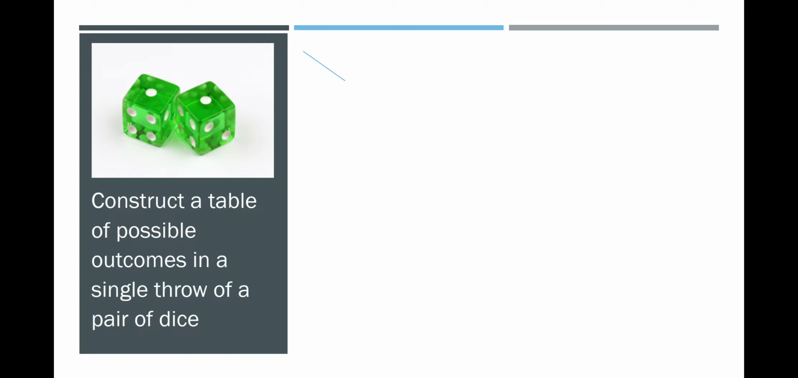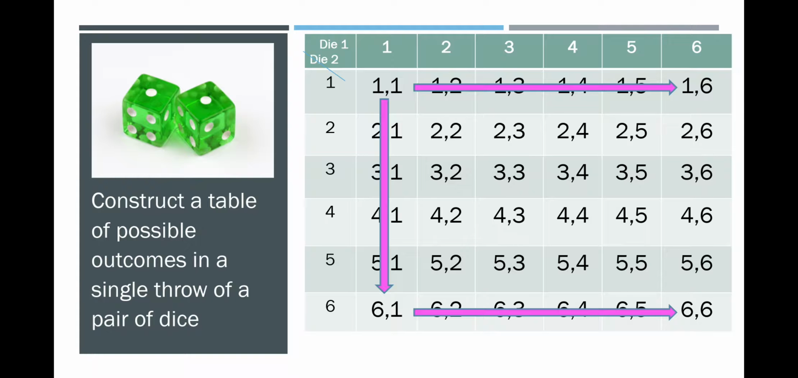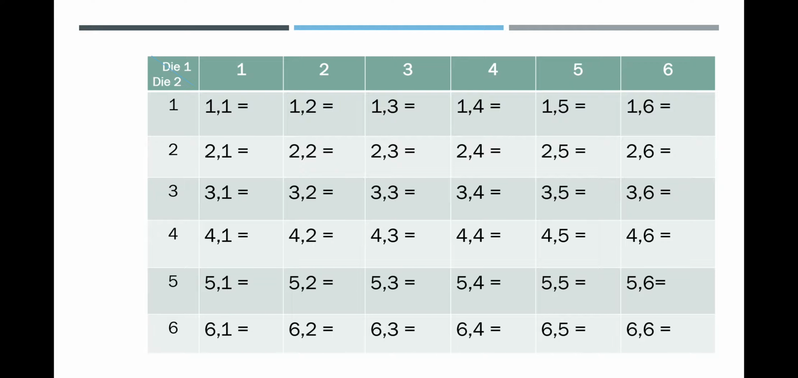Let's construct a table of possible outcomes in a single throw of a pair of dice. So we have here the table for the possible outcomes in throwing a pair of dice, for die 1 and die 2 on the upper part, from 1-1 to 1-6, and from 1-1 to 6-1, and from 6-1 to 6-6. So therefore, there are 36 possible outcomes. Get the sum of each outcome.